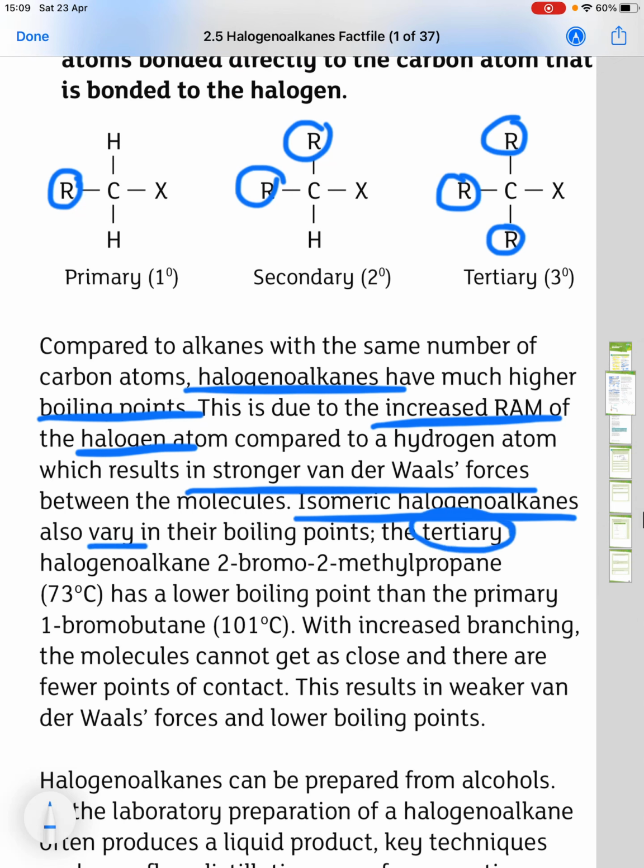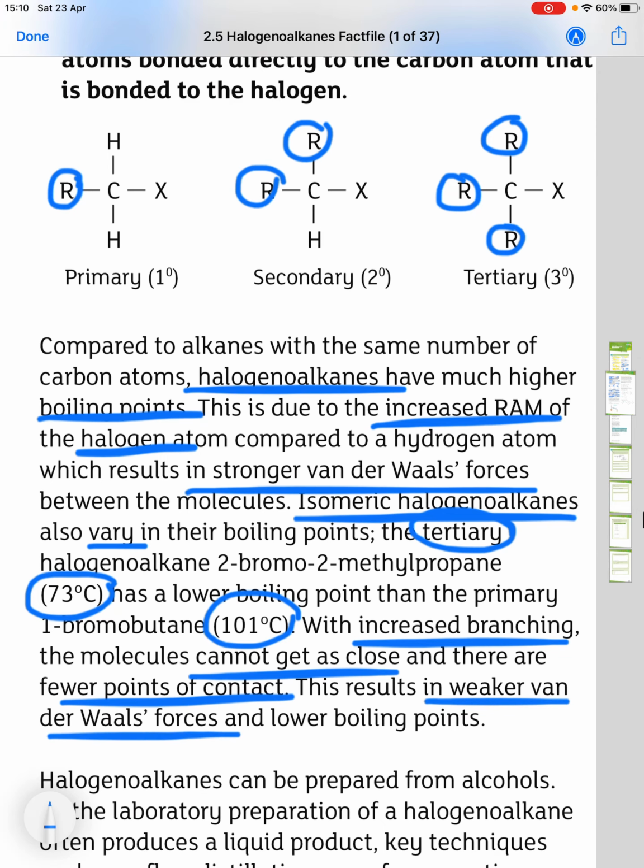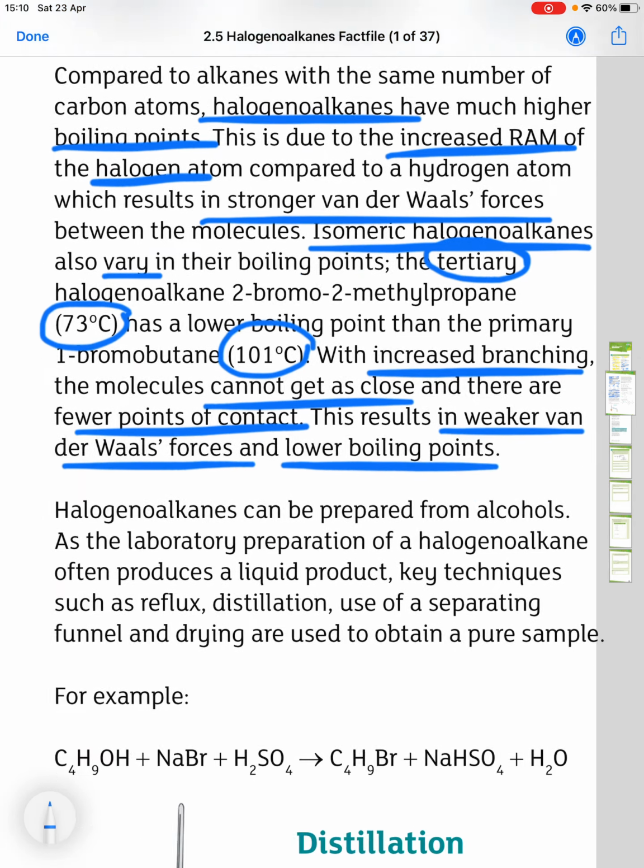Tertiary halogenoalkane, for example 2-bromo-2-methylpropane, has a boiling point of 73 degrees, which is lower than the primary one of 101 degrees. So with increased branching, the molecules can't get as close, and there are fewer points of contact, so this results in weaker van der Waals forces and lower boiling points.